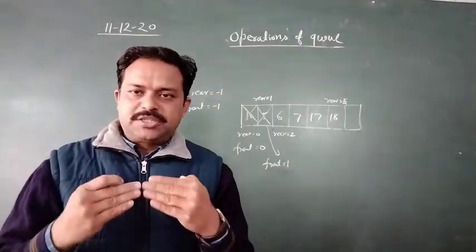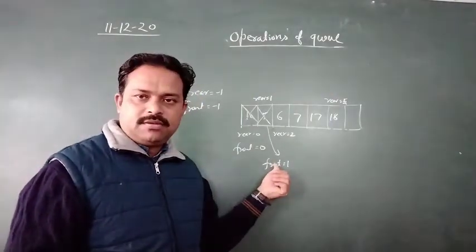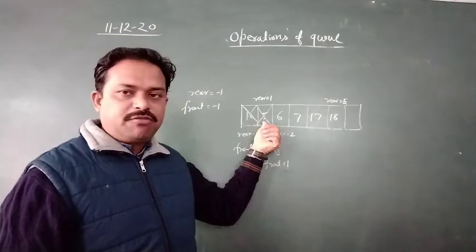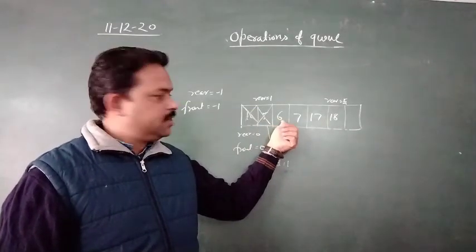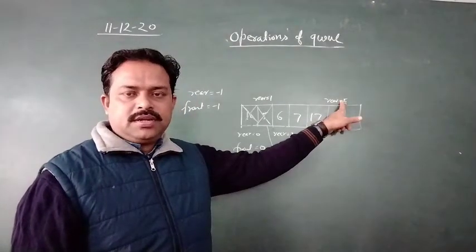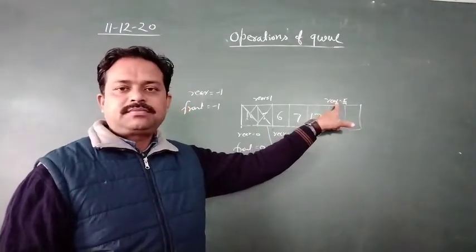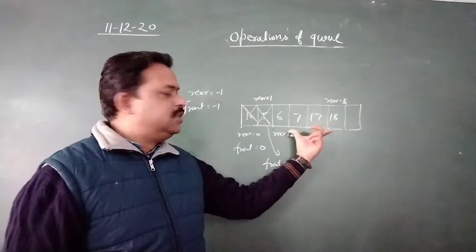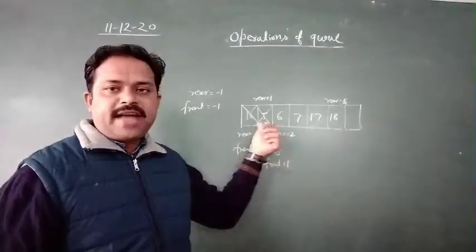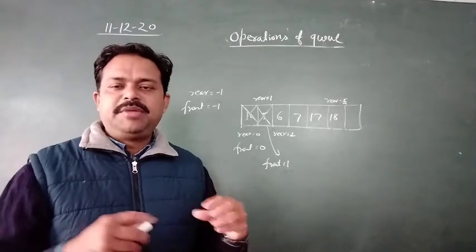In the display function, I will display the elements from index number front plus 1. At present, what is the value of front? 1. Okay, but I will display the values from front plus 1, from here onwards: 6, 7, 17, 18, till rear, which is equal to 5. Till front is less than or equal to rear, in order to show you that these are the remaining elements, and the rest 2 elements have been deleted. Okay, that is the meaning of Q.